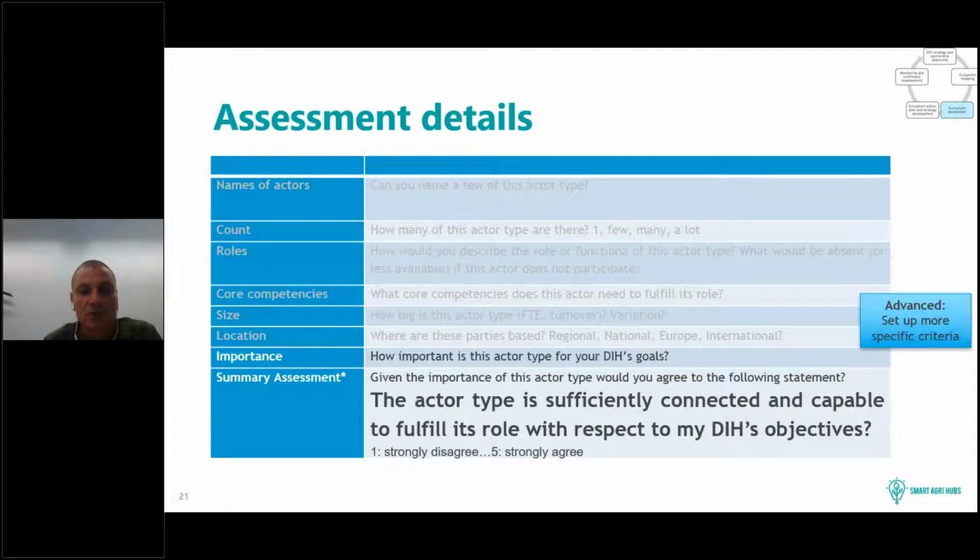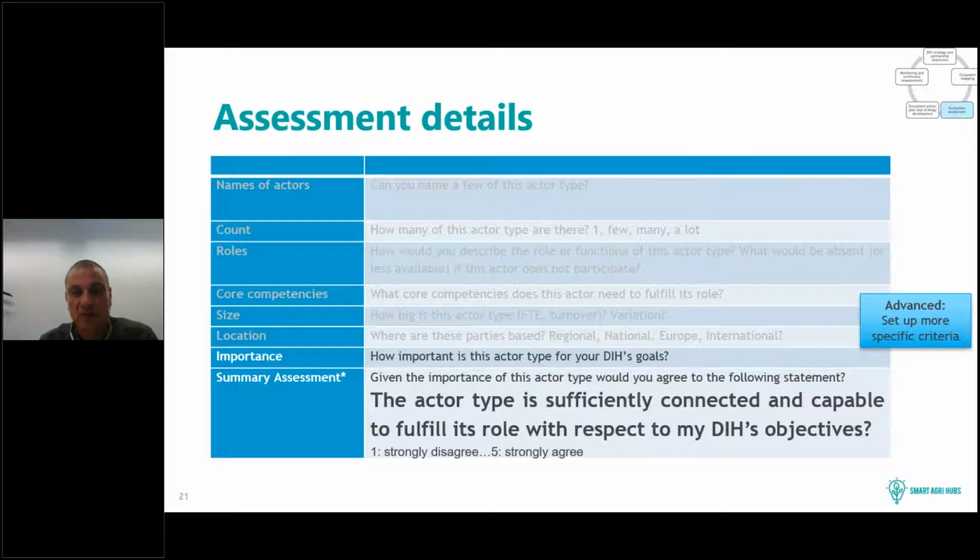I'm asking you now to do the second bit of the exercise, and that's to look at the importance and the summary assessment. Lucia also already tried to do this. Now the question is, you look at this individual actor type, which you have just investigated, and ask yourself, how important is this actor type for your Digital Innovation Hub's goals? Try to write down a summary assessment for the specific actor type that you charted. Given the importance of this actor type, would you agree to the following statement? The actor type is sufficiently connected and capable to fulfill its role with respect to my Digital Innovation Hub's objectives. Rate 1 if you disagree, or rate 5 if you strongly agree.